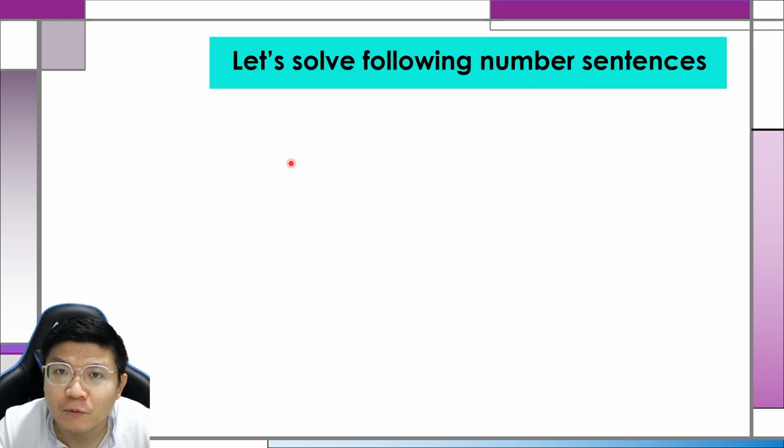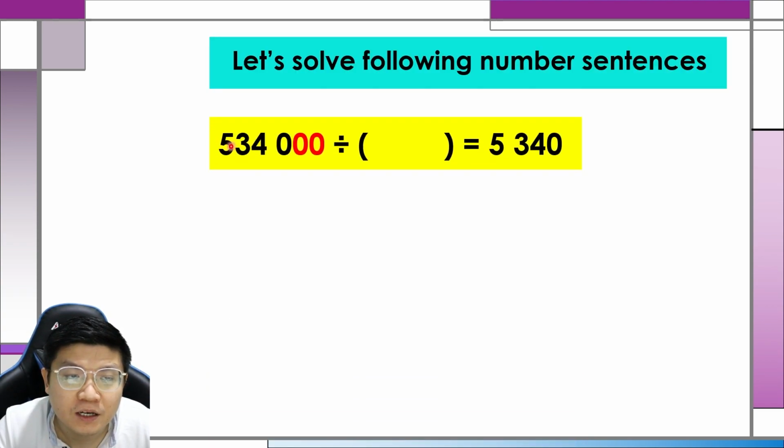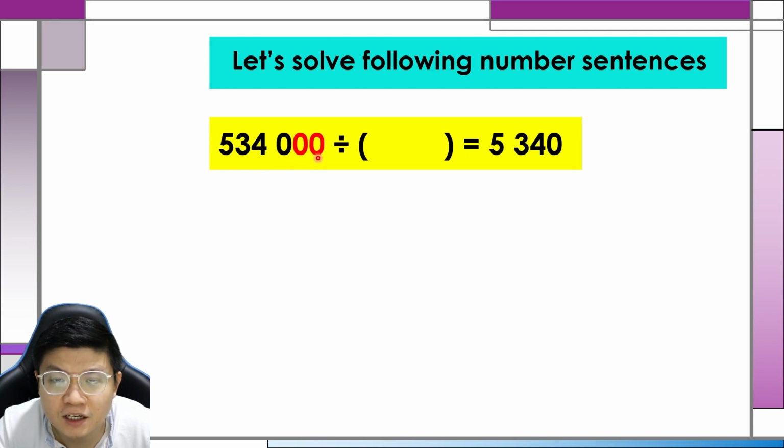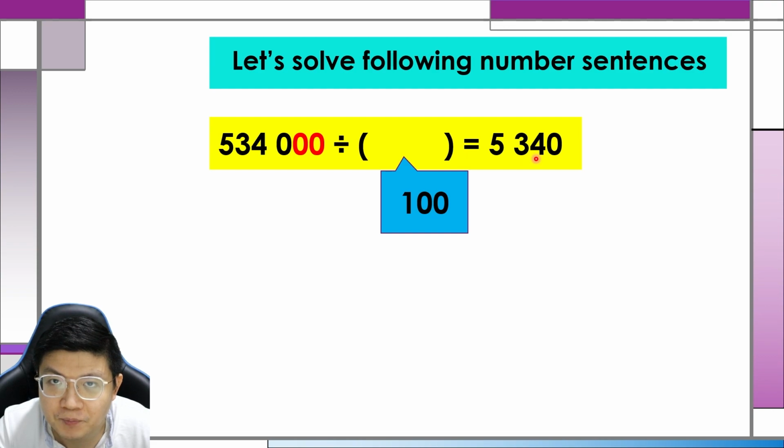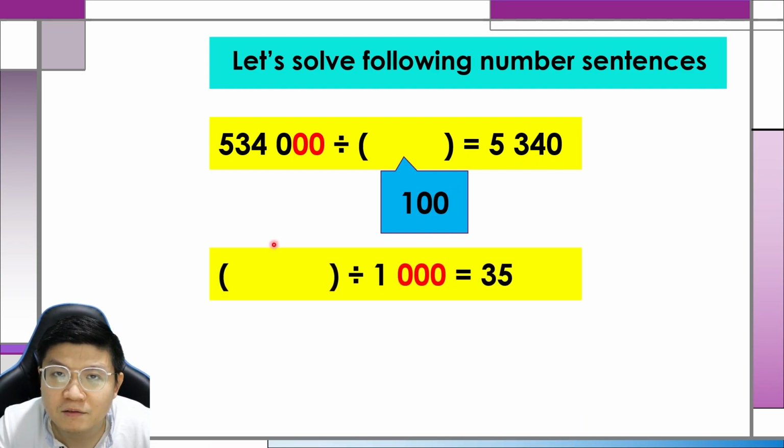Let's solve the following number sentences. Here, 534,000 divided by a number, and I get 5,340. So what is the number here? Now look carefully. 534,000 has gone to zero, disappear to zero. That's why you have to divide by 100 if you want to get this answer, because you want to remove two zeros.